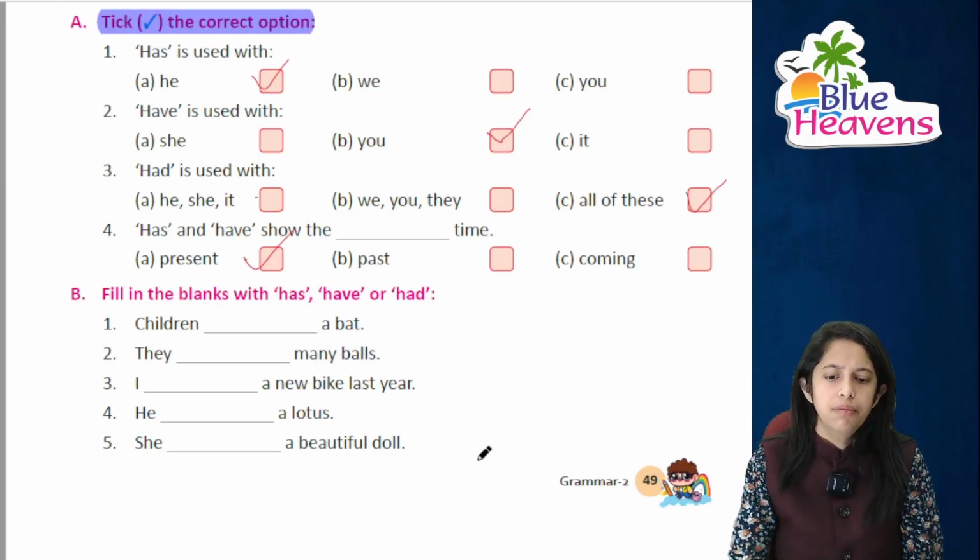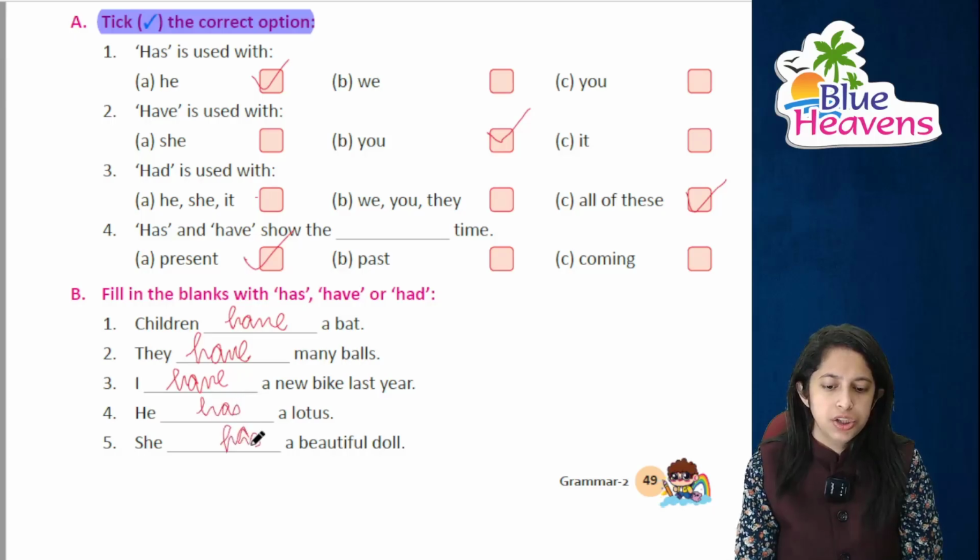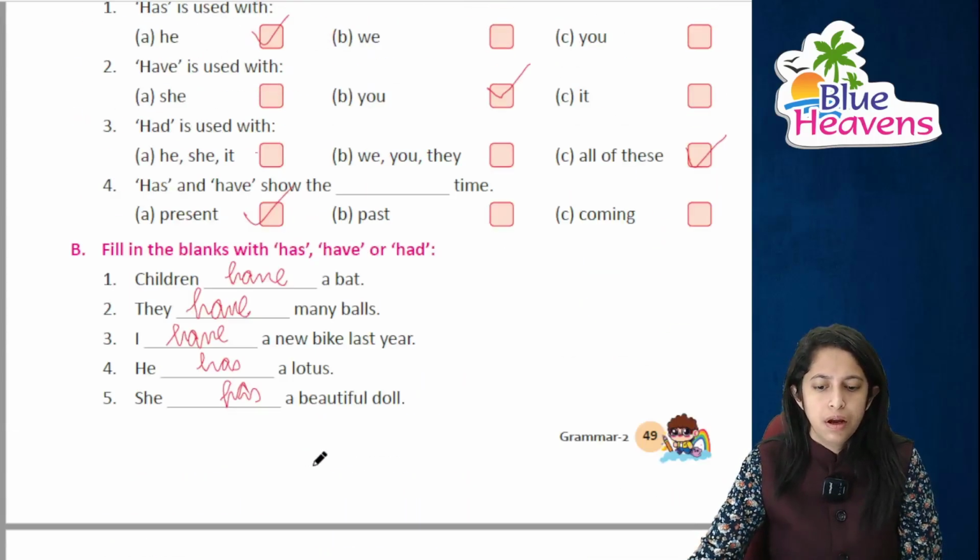Now we have to fill in the blanks with has and have. Children dash a bat. Children बहुत सारे हैं, they have a bat, right? They have many balls. उनके पास बहुत सारे हैं. I के साथ भी have आएगा. He has a lotus. She के साथ has आएगा. She has a very beautiful doll, right?